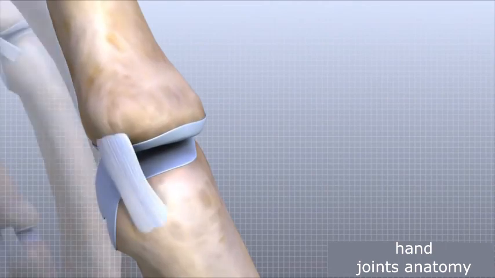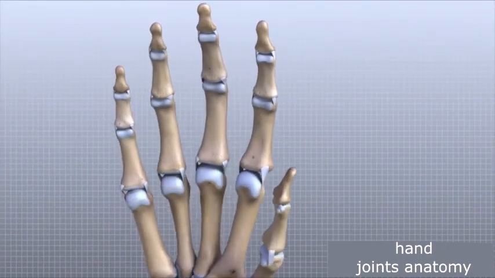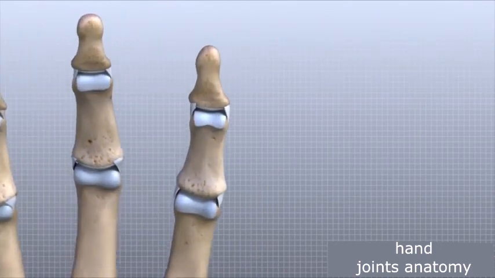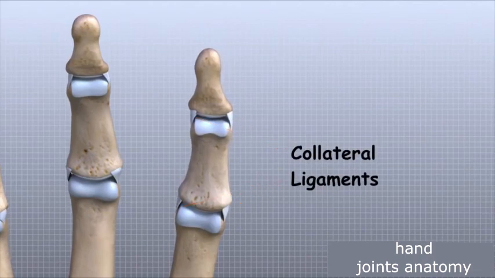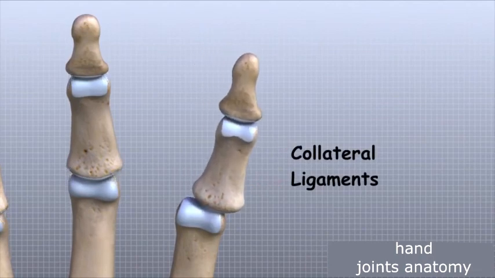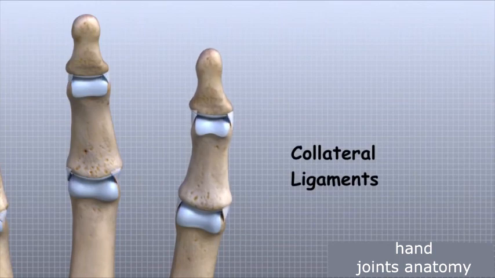Ligaments are tough bands of tissue that connect bones together. 2 important ligaments called collateral ligaments are found on each side of the fingers. These collateral ligaments prevent abnormal sideways movement of the fingers.